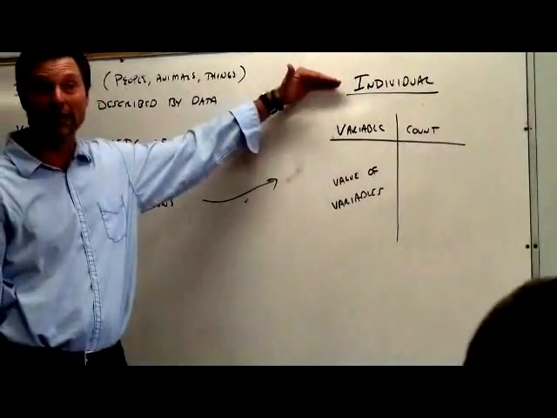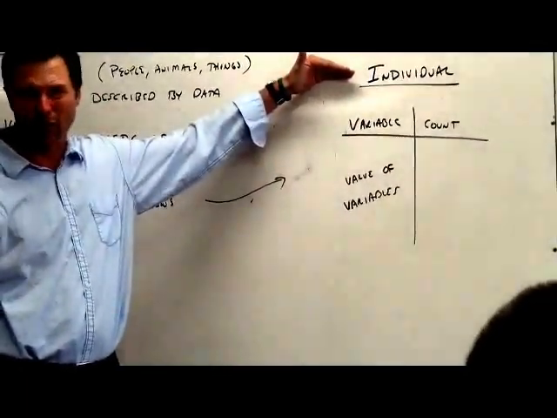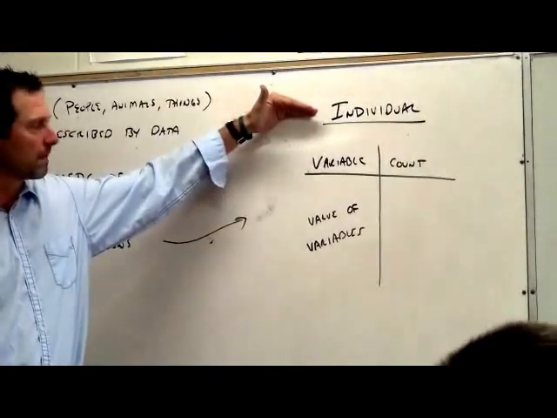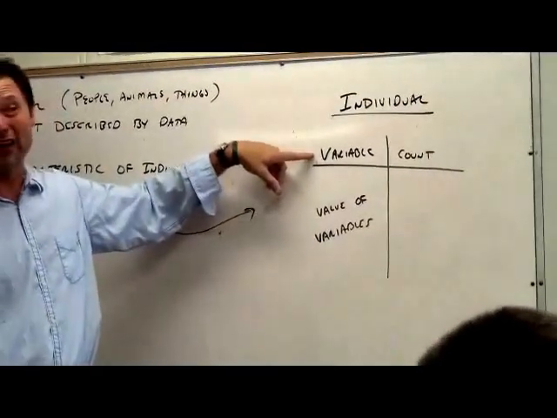Here's what this chart has to include. First of all, you have to tell me who we're dealing with. In this case, it was period 2, 2009, AP student. You have to tell me the variable of interest that you're studying.